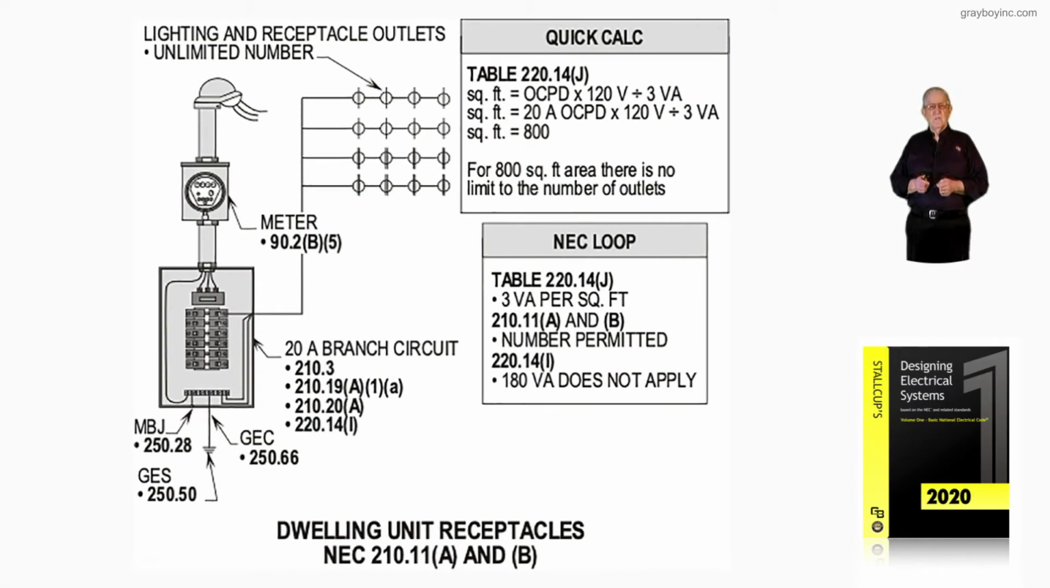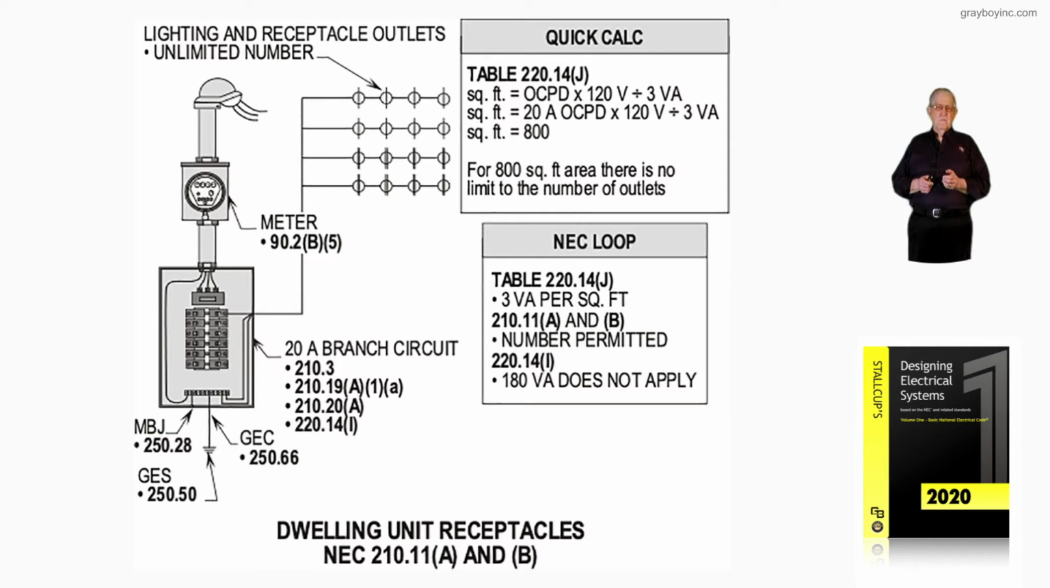Now, this illustration is dealing with a circuit that only has lights, or a circuit that could have receptacles and luminaires, lighting units. Now, notice in the NEC Table 220.14(J), we use 3 VA per square foot for dwelling units. 210.11(A) and (B) is the number permitted based upon a dwelling unit or based upon commercial and industrial locations.